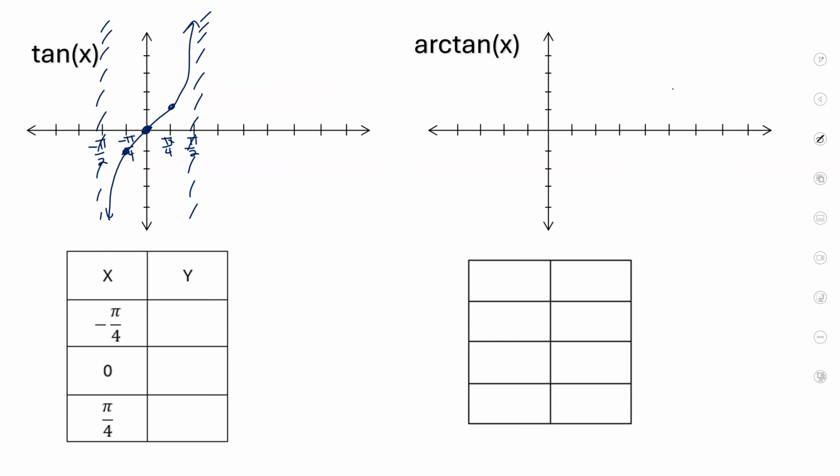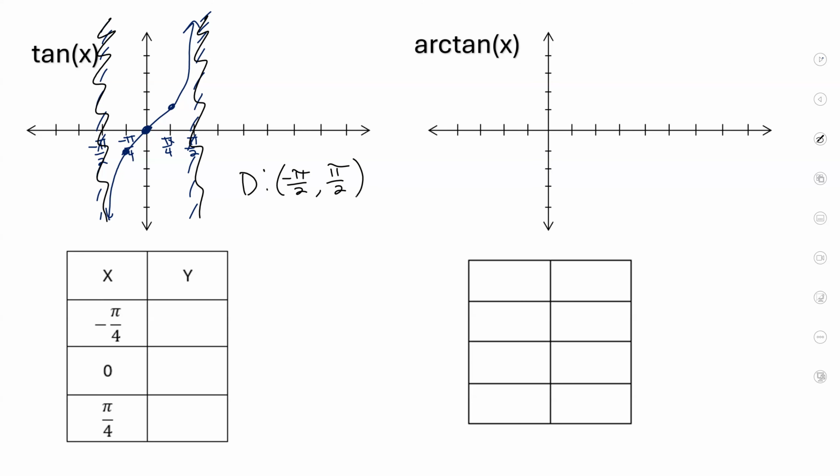So I'm only going to look at the x values between negative pi over 2 and pi over 2, so that it will pass the horizontal line test. Do you guys notice that I did parentheses instead of brackets? Why?